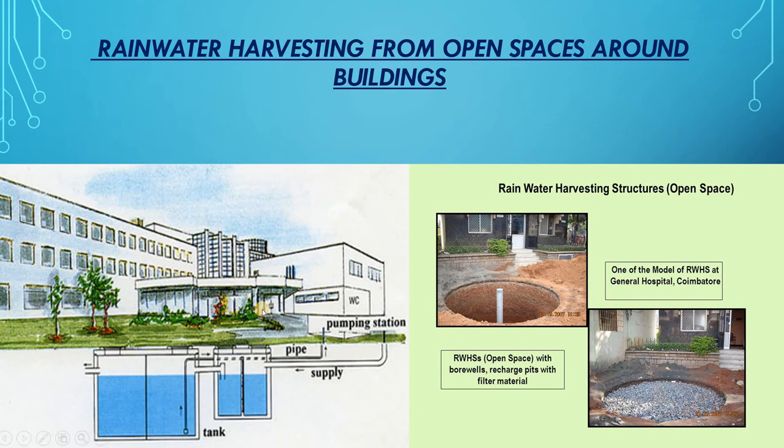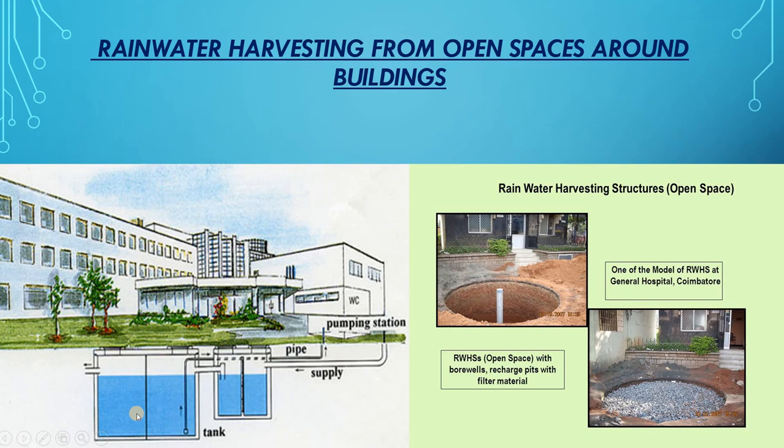Suppose this is a building, a school building, and over here, these are the open spaces. Now, rainwater harvesting from open spaces around the building in a city is done by constructing a percolation pit covered with concrete slabs having holes in them. The concrete slabs have holes in them. And this is connected through a pipe to a recharge well. This one is a recharge well. This recharge well is about 1 meter in diameter and 3 meters deep.